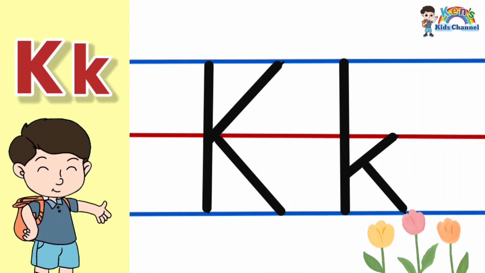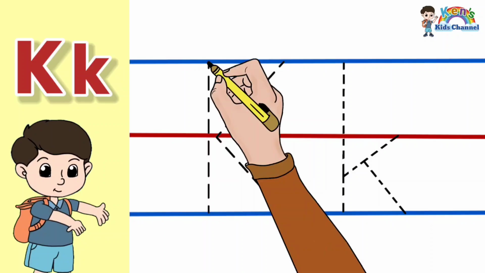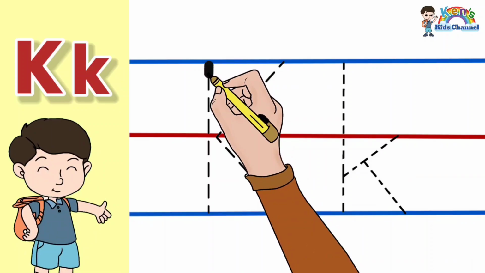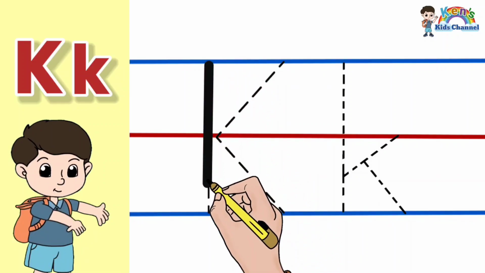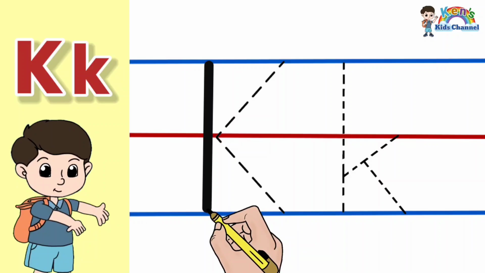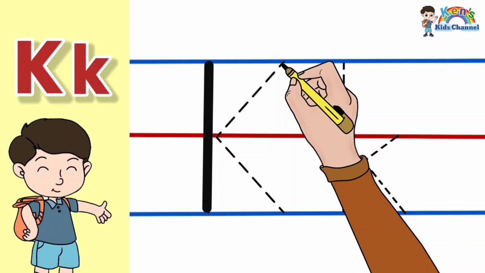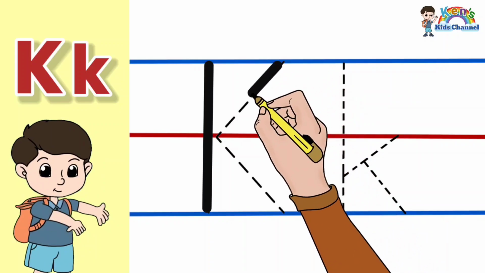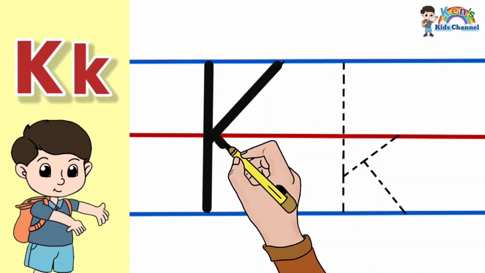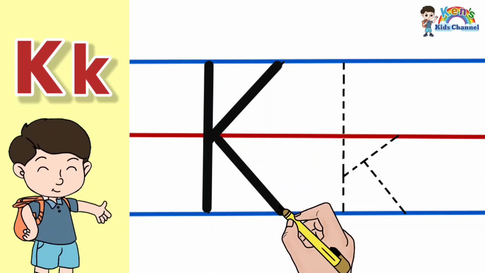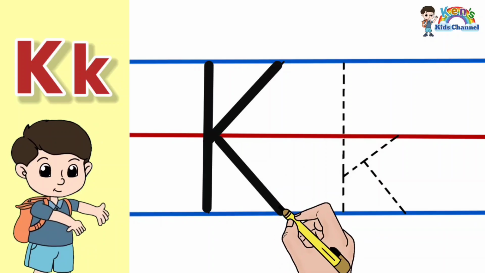Let's do it one more time. Start at the top and straight down to the bottom line. Now let's make 2 slant lines. Start at the top, slant down left to the middle line, and slant down right to the bottom line.